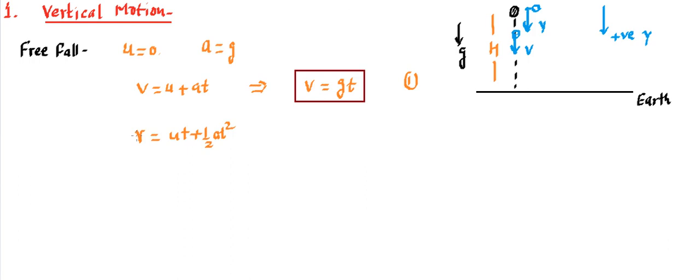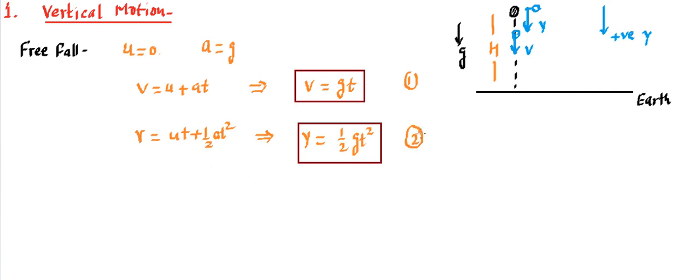Now r, which is a displacement, has to be written as positive, and u is 0, a has been stated, so it's going to be y is equal to 0 plus half at square, which is half gt square. So that will become the equation for the displacement. This we can call the second equation. And using these two equations, we can solve this entire motion.